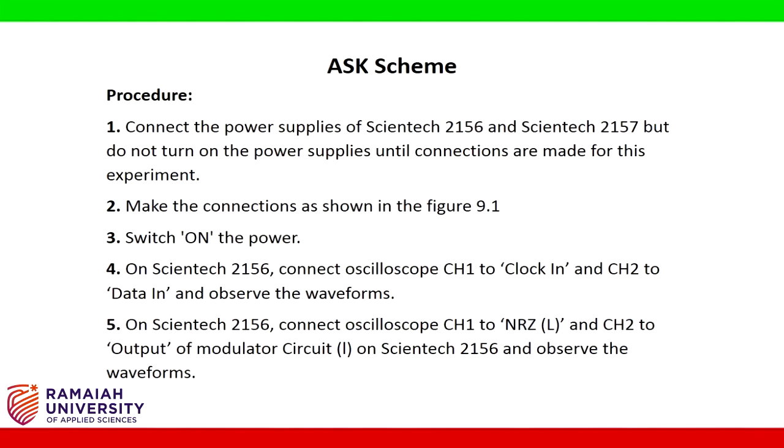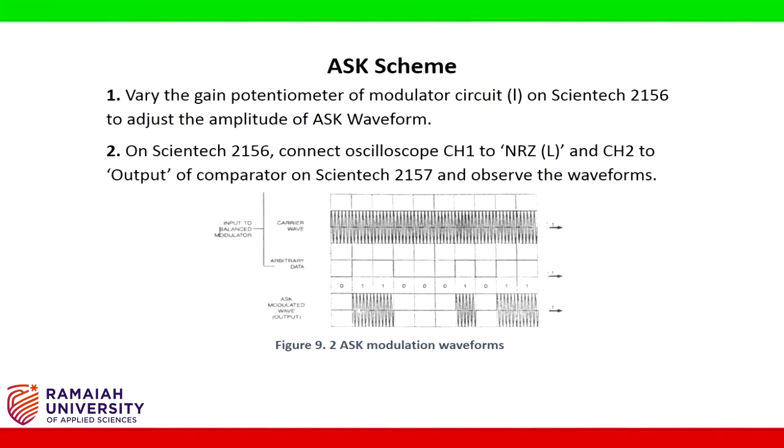Switch on the power. On Syntec 2156, connect oscilloscope channel 1 to clock in and channel 2 to data in and observe the waveforms. On Syntec 2156, connect oscilloscope channel 1 to NRZ and channel 2 to output of modulator circuit on Syntec 2156 and observe the waveforms. Vary the gain potentiometer of modulator circuit 1 on Syntec 2156 to adjust the amplitude of ASK waveform.